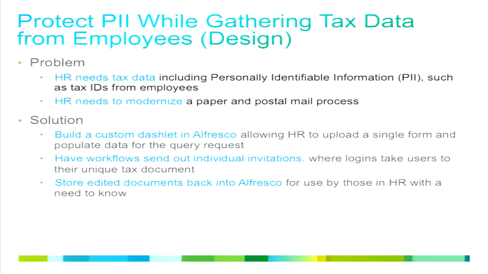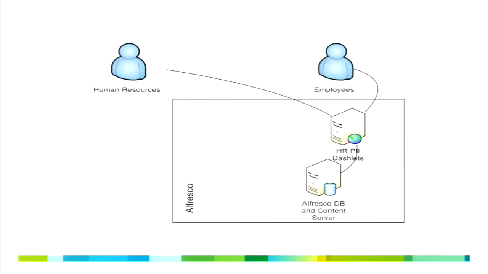But this would allow those users to see just what they should see, and only the right entitled people in HR could see the documents they should see. So that environment looks like this. Human resources comes in, they work through their PII dashlet, they provide the information on which users, what information they know already, what information they need to gather, and a PDF template. Then we populate the templates and send notifications to the users that they have a task to go finish that document and submit it.